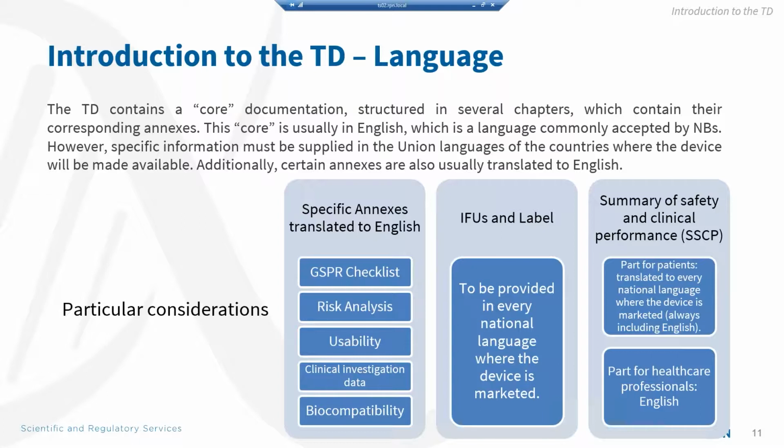Okay, even though CE marking allows you to market it in all the countries, you only have to translate according to the countries you're going to market the device. And then besides that, you've got the summary of safety and clinical performance, okay, which should be translated to national languages again, such as the instructions for use and the label. But if it's specific for healthcare professionals, it can be in English, okay?